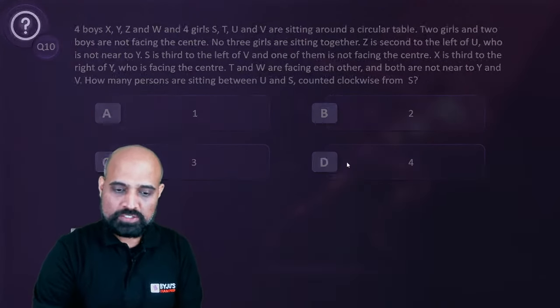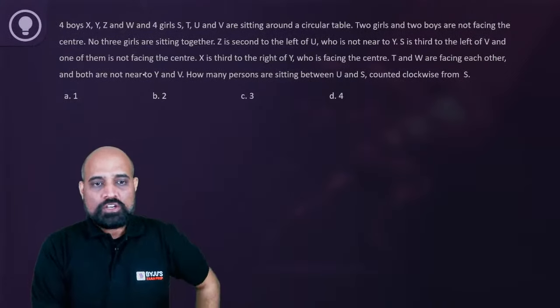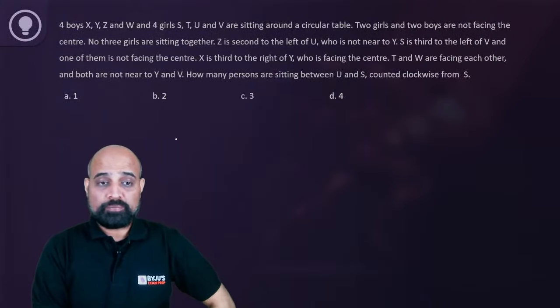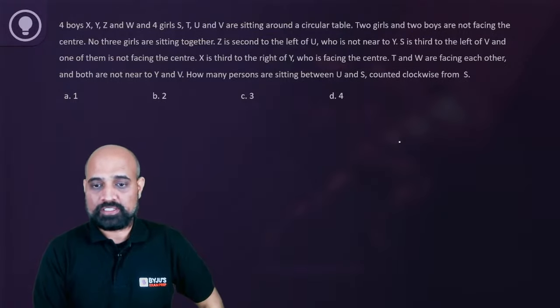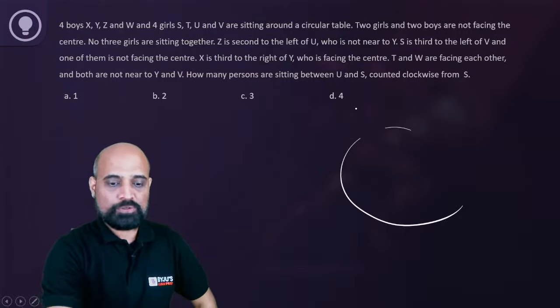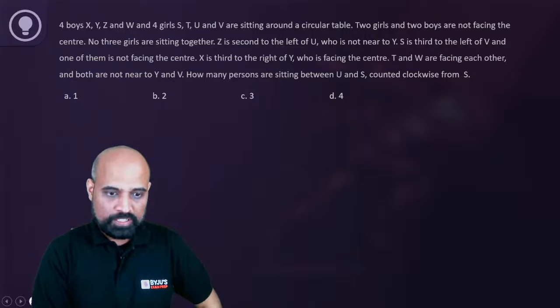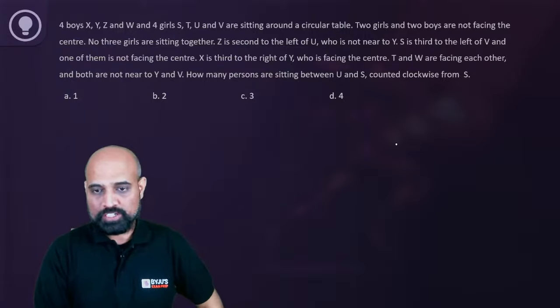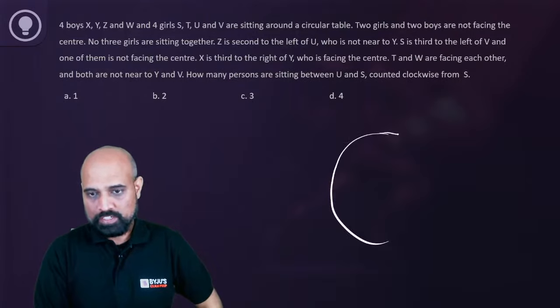Okay, let's solve this. Most of you have answered B as the option. So 4 boys and 4 girls are sitting around a circular table. So there are 8 people who are going to sit around the circular table. Do we have some shapes to draw? Unfortunately, no. So, freehand circle.